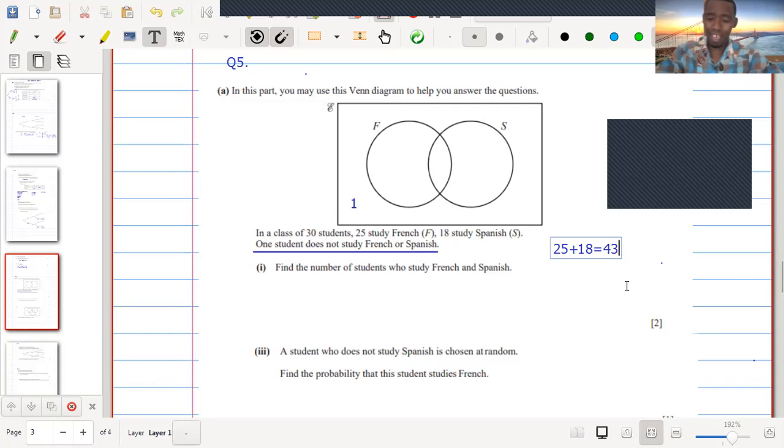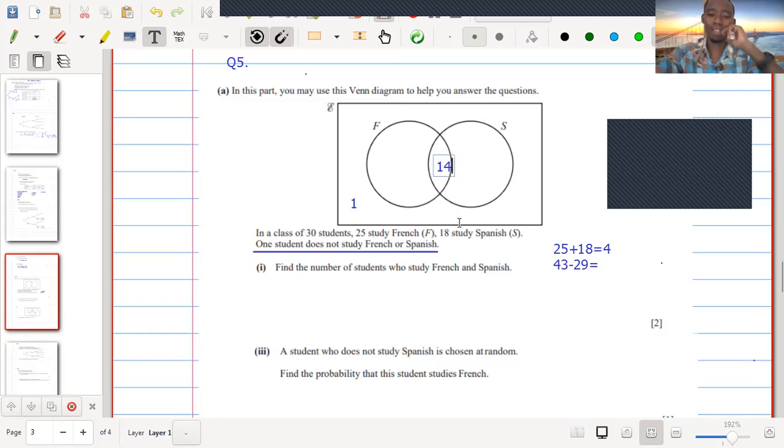So I'll take 43 minus the number remaining, which is 29, because one is outside. Then I'll get the ones in the middle. So 43 minus 29 gives 14. That's 14 students inside here.